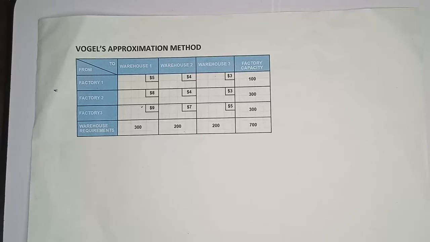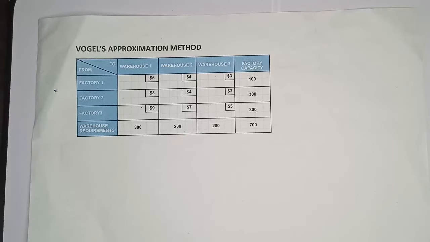The third method that we could use in setting up the initial feasible solution for transportation model is the Vogel's approximation method. This method is not as simple as the northwest corner method and least cost method, but it provides a very good initial solution. Oftentimes, it is the optimal solution. There are several steps involved in determining an initial solution using Vogel's approximation method.